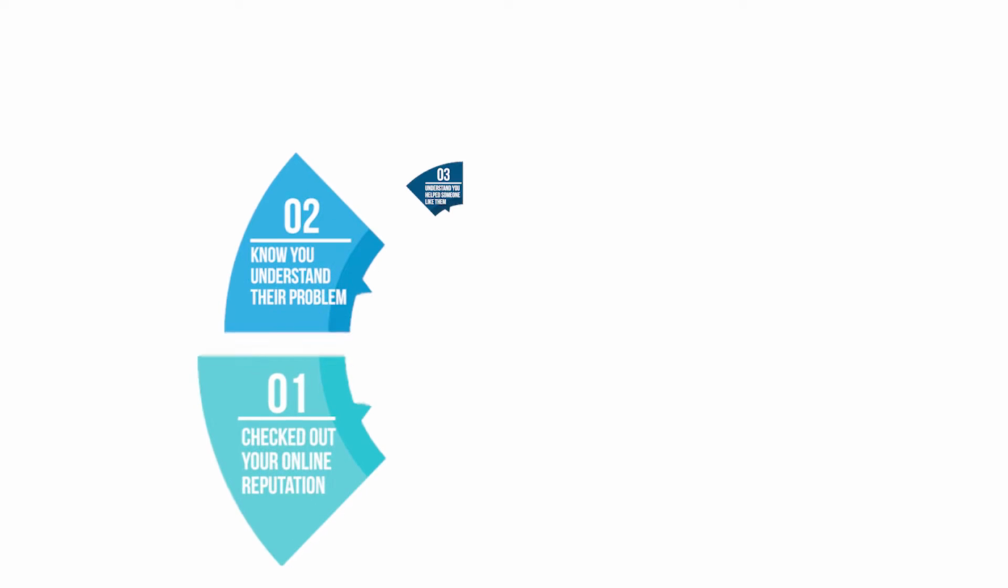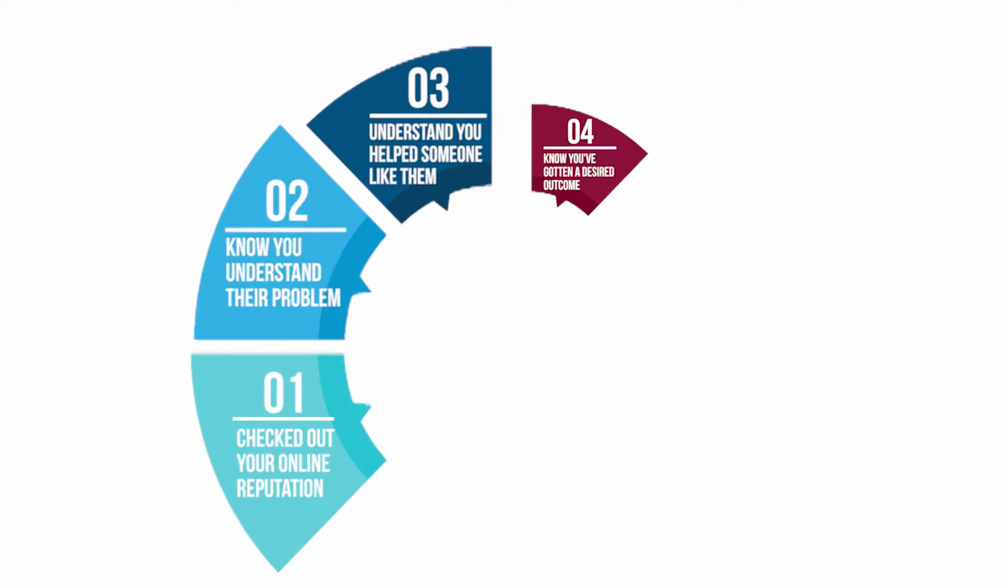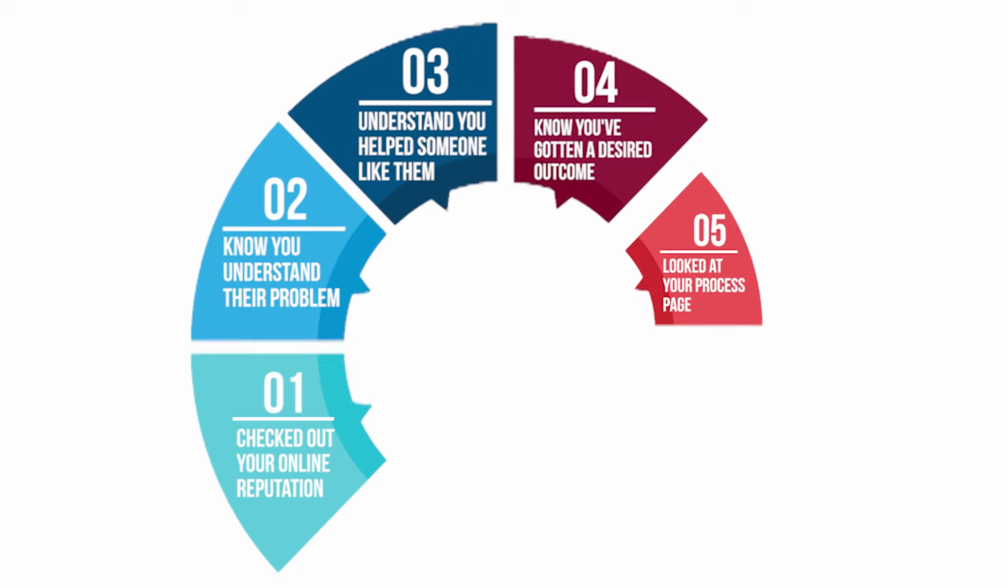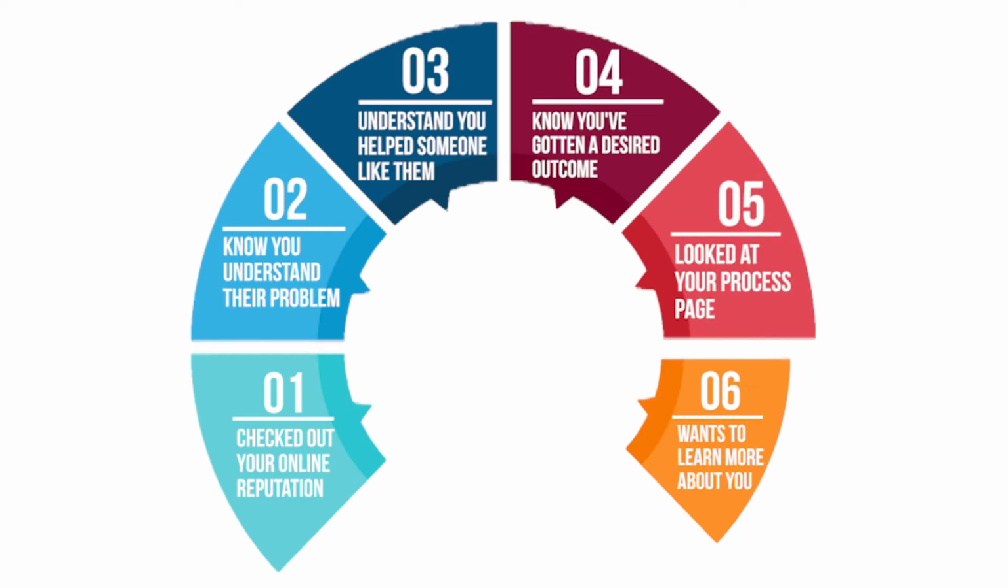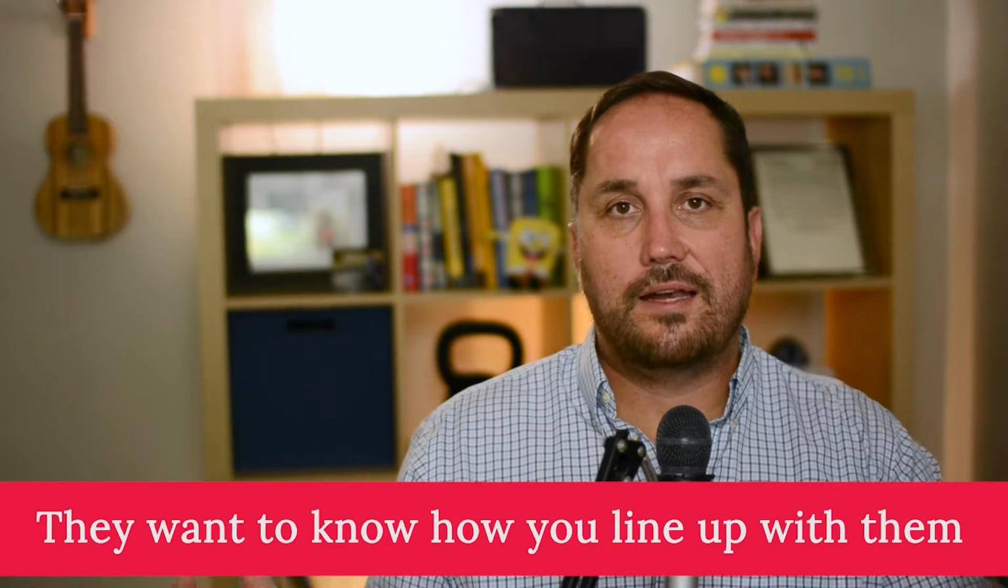And if you think about someone's journey, right? They've checked out your online reputation. They're like, oh, so people are telling great stories. They understand that you understand their problem. They understand that you've helped someone like them. They understand that they've gotten an outcome like they want. They maybe hit your process page and say, hey, this is how this works. Now I want to trust you. I want to like you. I want to know more about you as a person. Here's what they really want to know: how you specifically line up with them. And so the About Us is a great place to tell stories that line up with their stories.